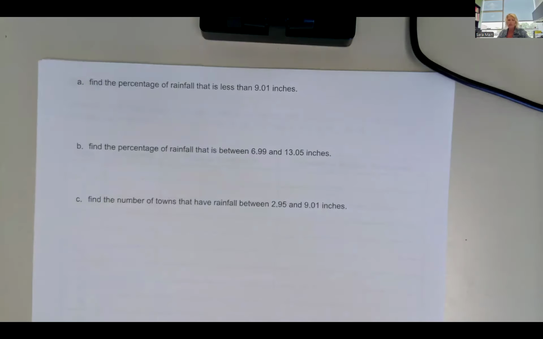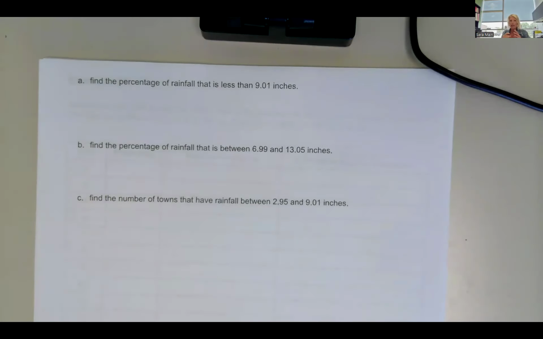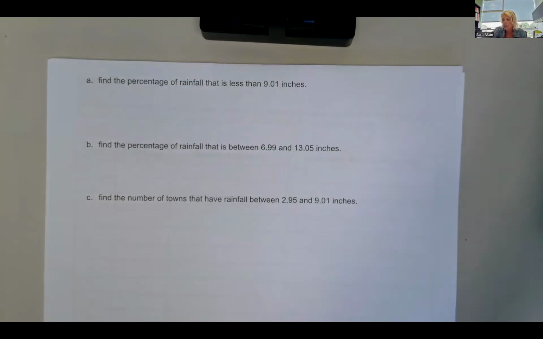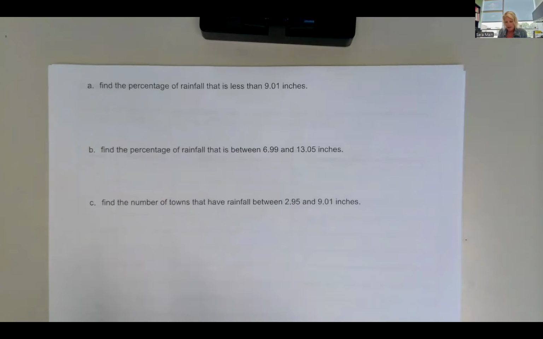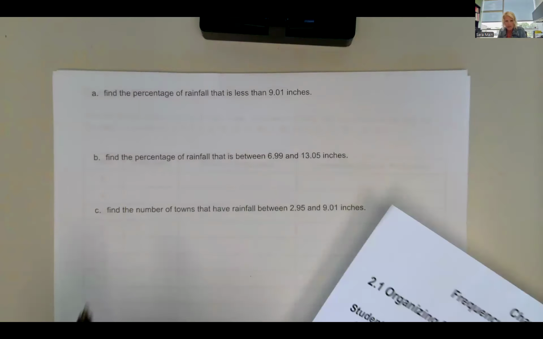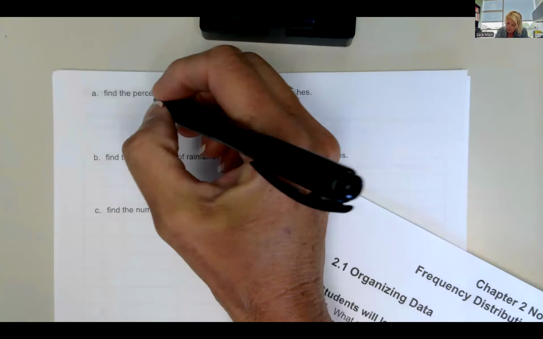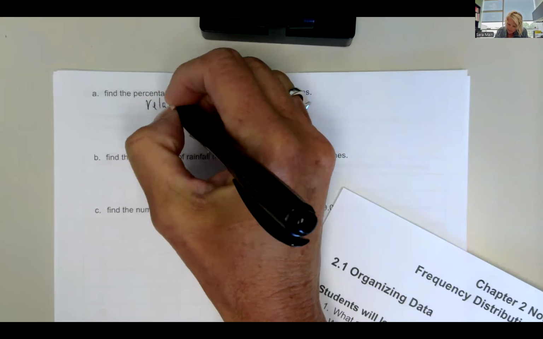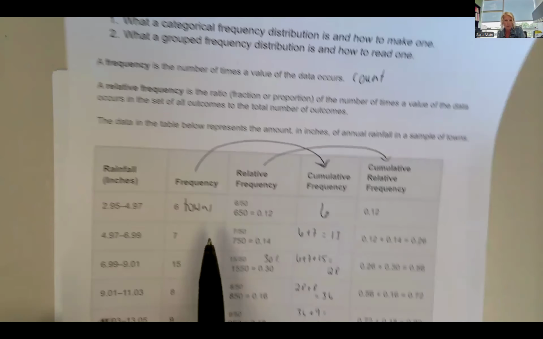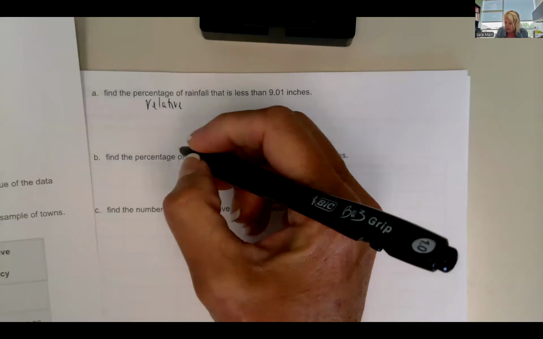So let's answer some questions about our data. In statistics, we not only do mathematical calculations, but we interpret them and use them to inform us. It says, find the percentage of rainfall that is less than 9.01 inches. Because it said percentage, I'm looking at the relative frequency to help me. Because it's less than 9.01, I could add up all of the ones that are below 9.01.